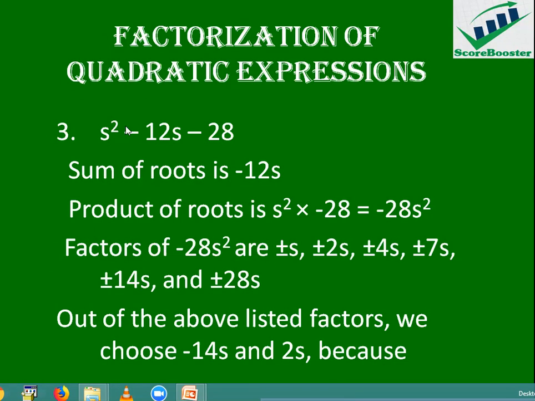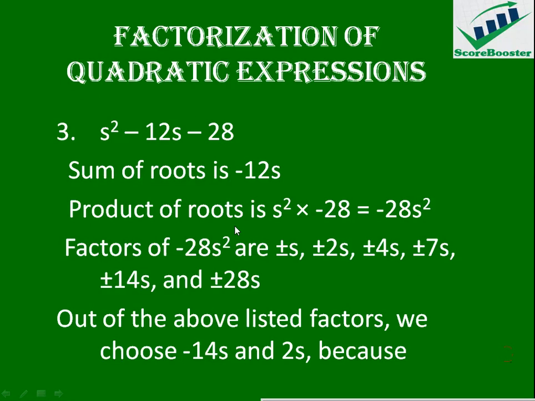So here we can see that we have negative signs, so you have to listen attentively. This is another aspect of factorization of quadratic expression which you must be very careful about. So sum of roots, you still follow the same step. The sum of roots is minus 12x, which is your middle term. I told you you should always carry it along with its sign, minus 12x. And then your product of roots is what? The product of the first term and the last term, which is x squared multiplied by minus 28.